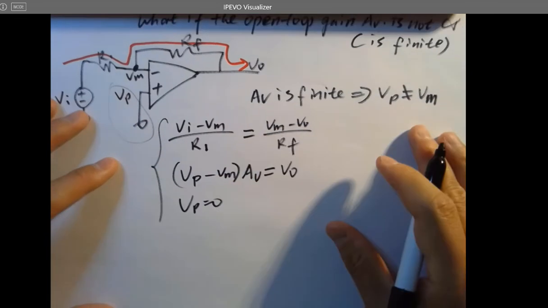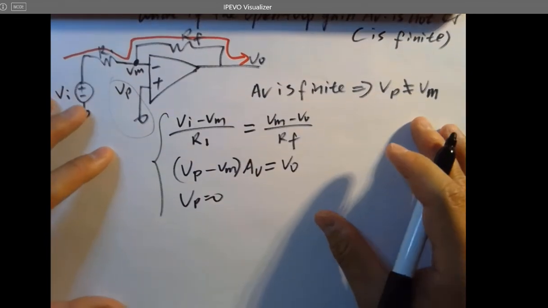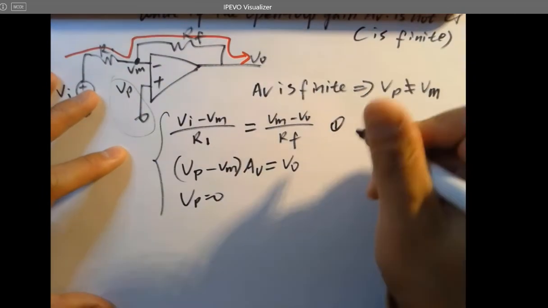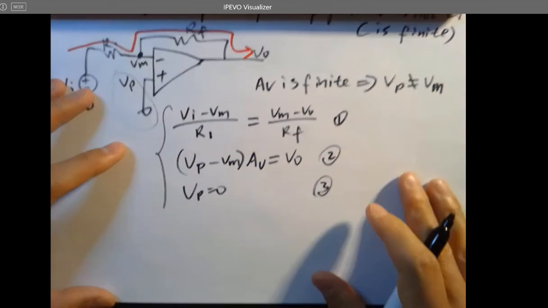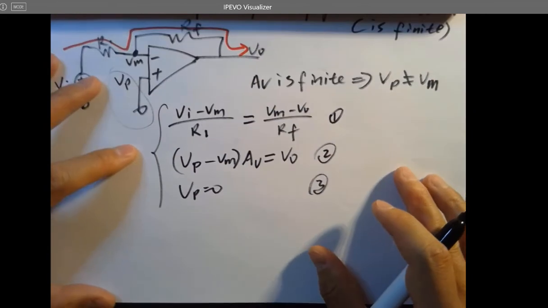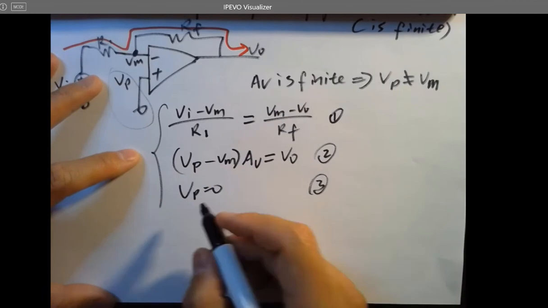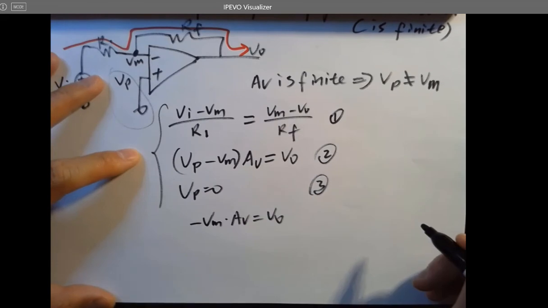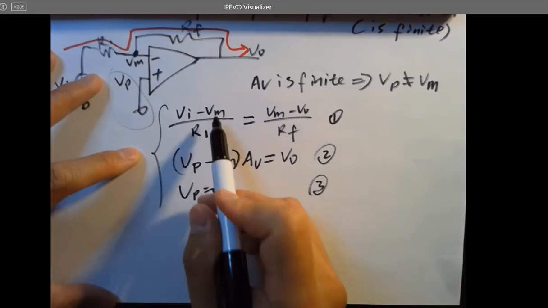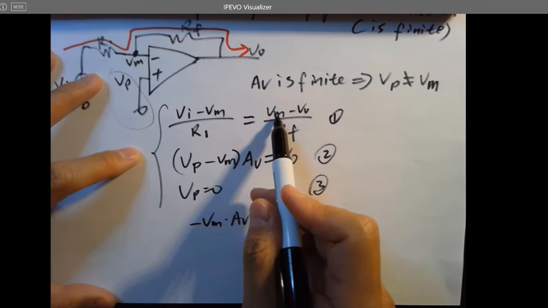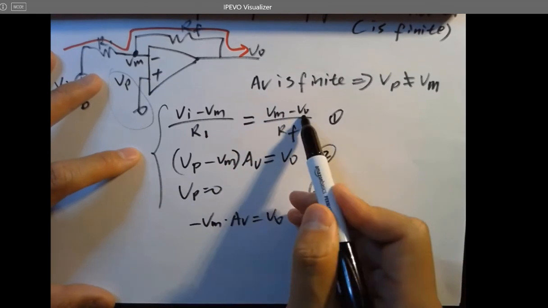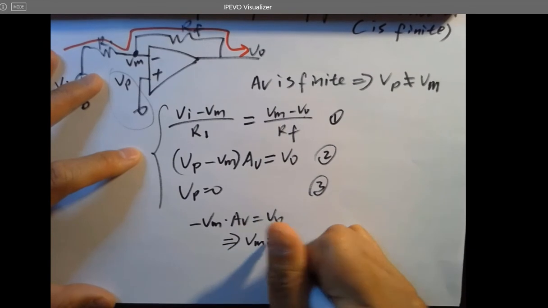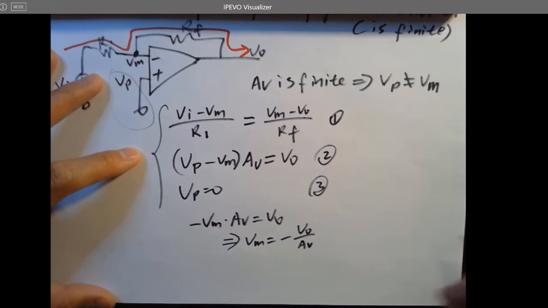So for these three equations, can we get something from this? Let's take a look. If we label these three equations 1, 2, 3, then what we can do is, Vp is 0, so we can definitely put it here. So minus Vm times AV equals Vo, right? So now we can substitute Vm over here to get rid of Vm, so we only have Vi and Vo left. So let's try to get Vm first. Vm equals minus Vo over AV, right?